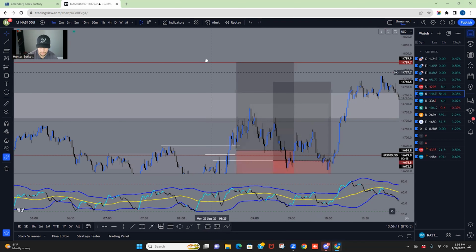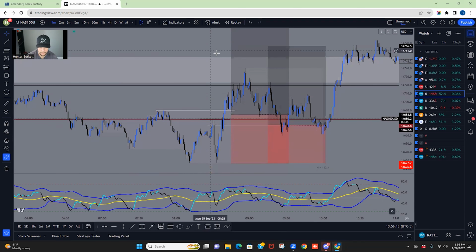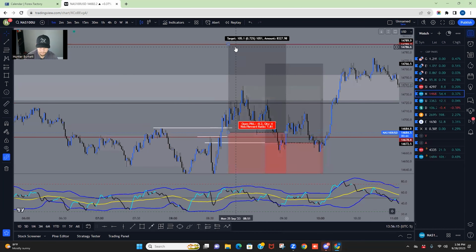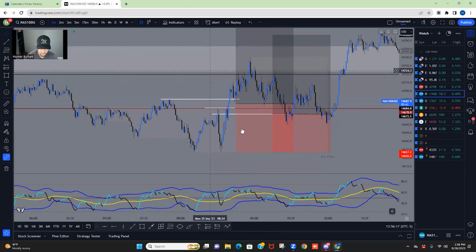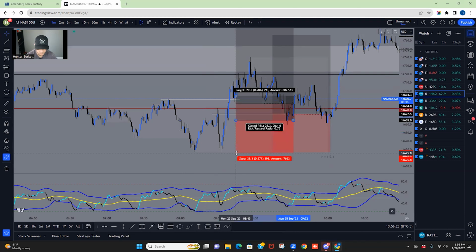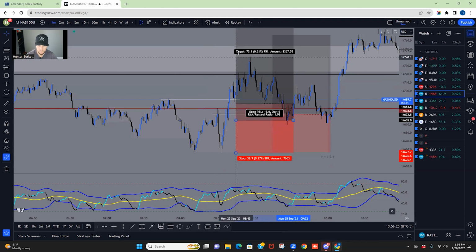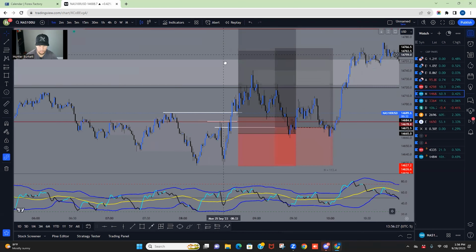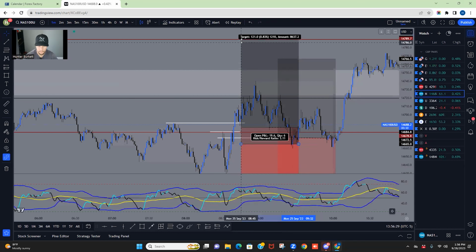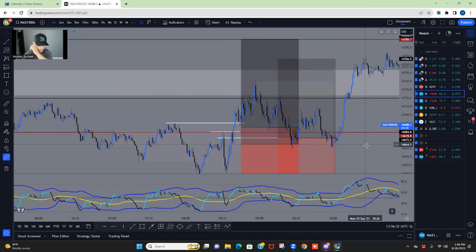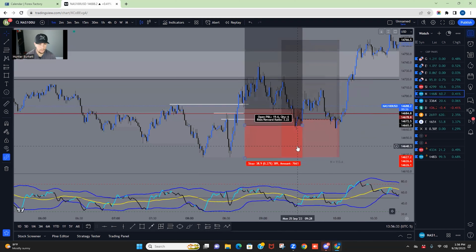Or at least to the internal liquidity, 1.8R. I know the stop loss is a little big. Or you could have got the extreme FVG right there, stop loss, and that would have been almost a 3R trade. Over a 3R. So there you go. There's 3 different types. Guys, the difference is you need to be patient enough to wait for it.